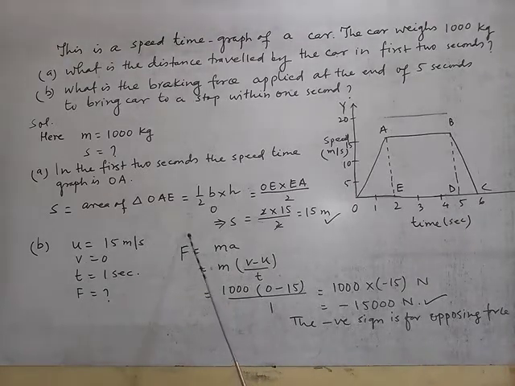Now we know that F is equal to M into A, where M is the mass and A is the acceleration, and A is equal to V minus U by T. So M is 1000, V is 0, and U is 15, divided by 1. So it comes to 1000 into minus 15 N, that is minus 15000 N. So that much force is applied on the car after the 5th second to bring it to rest in the 6th second.